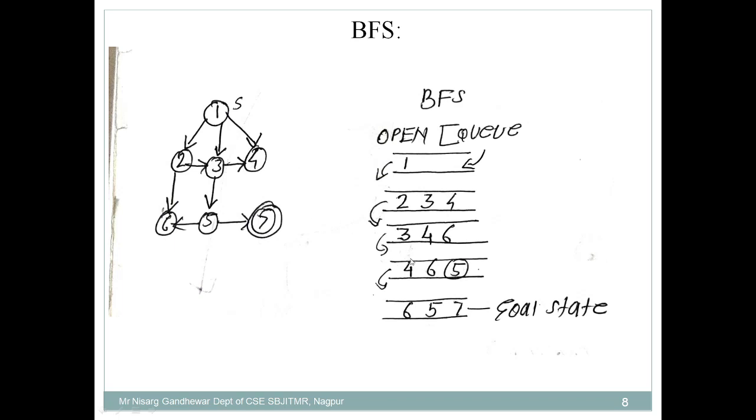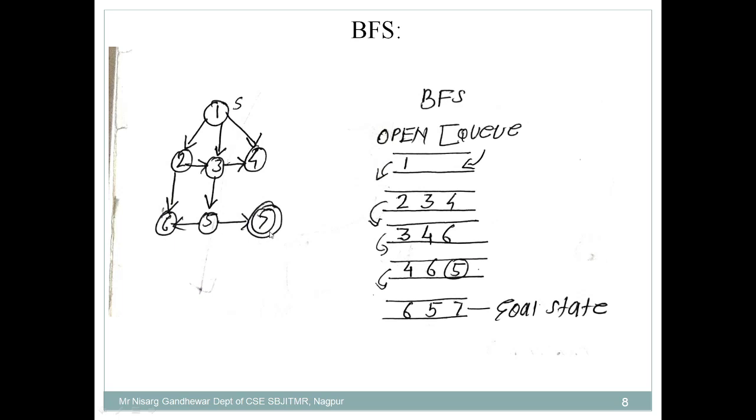After 3 what is next? 4. We need to consider 4, whether any successor is there. No, 4 is not a goal state and there is no successor, so we have just taken the 4. Then what do we have left? 6 and 5. Then we consider 6 over here, but there is no successor for 6, so we leave it as it is. Then we consider 5.